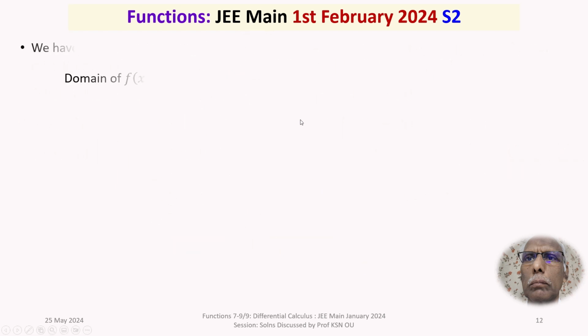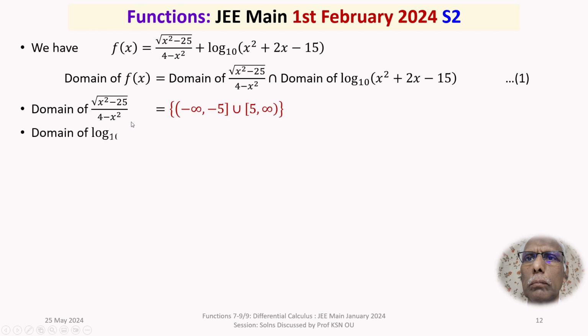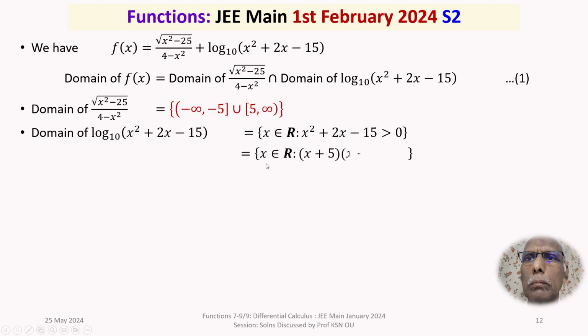We move to the domain of the second function. The second function is the logarithmic function, and the domain of log of x square plus 2x minus 15 is the set of all real numbers x belonging to R such that x square plus 2x minus 15 is greater than 0. That is, (x plus 5)(x minus 3) greater than 0. It's very familiar: catch hold of minus 5 and 3 on the real number line.